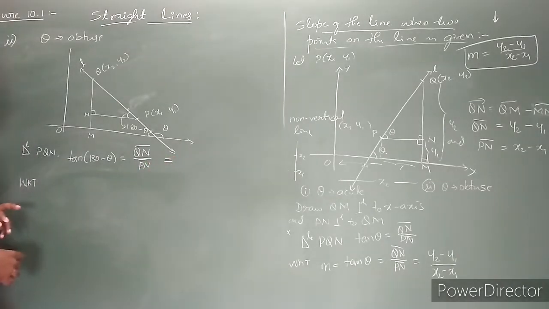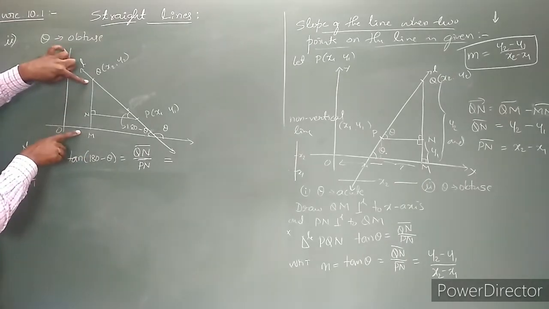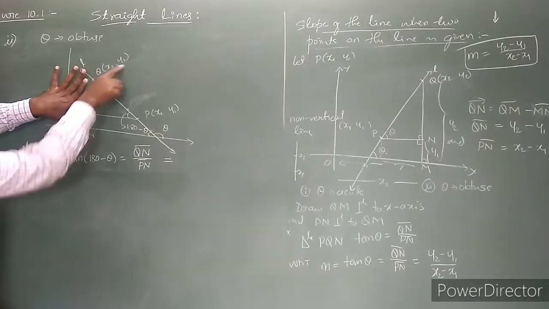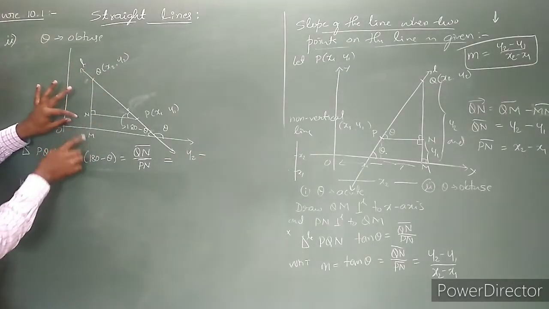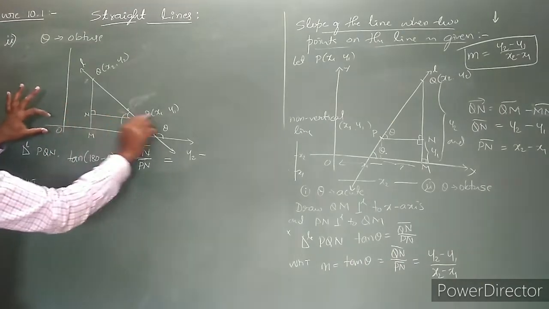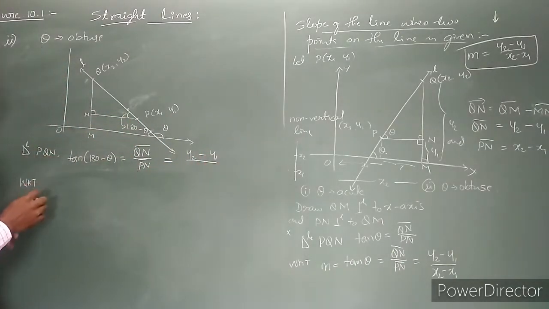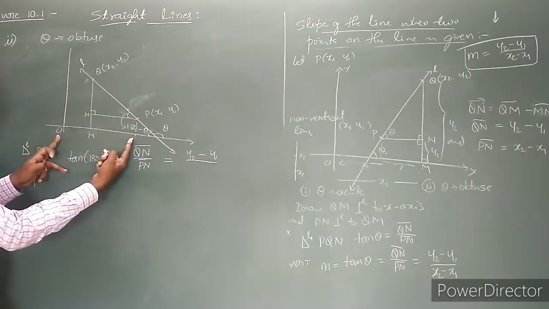Simplify. What is the Q1 value? Q1 value is equal to the whole distance Qm minus this distance Mn. Qm is nothing but the y coordinate y2, minus Mn, which is nothing but y1. That is divided by Pn, this distance is required.